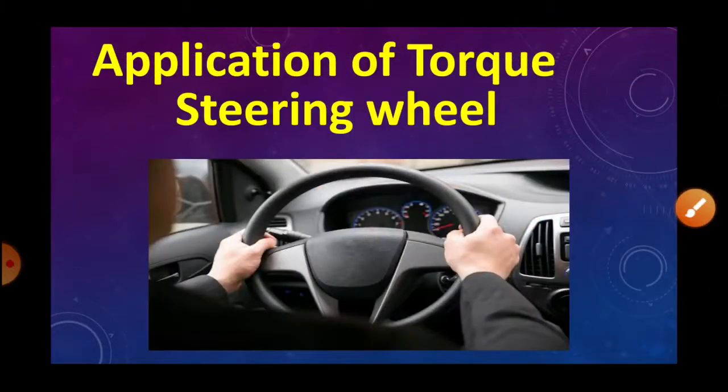The last one, steering wheel. So the steering wheel in a car, four wheeler, lorry. A small steering wheel enables us to maneuver a car easily by transferring torque to the wheels.